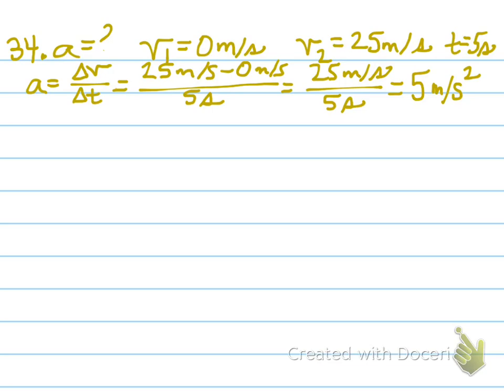After number 34, we're skipping to number 37. Number 37, calculate the instantaneous speed of an apple 8 seconds after being dropped from rest. So again, we kind of want its speed or velocity.